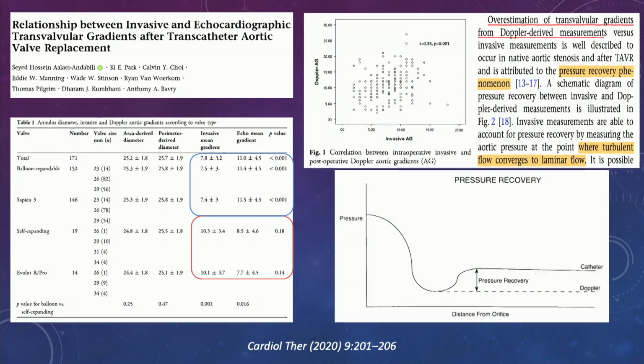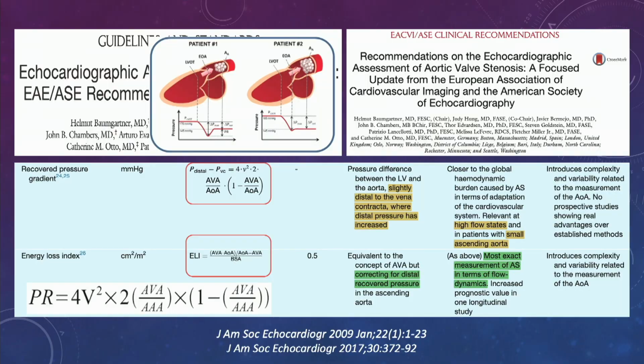This discrepancy was also seen in patients post-TAVR, and the difference was statistically significant as well. So the guidelines include measurements of pressure recovery. They have these formulae we can use. And they also have something called the energy loss index, which takes into account this pressure recovery and gives us an idea about the corrected valve area based on the ascending aorta area, which is the AAA.